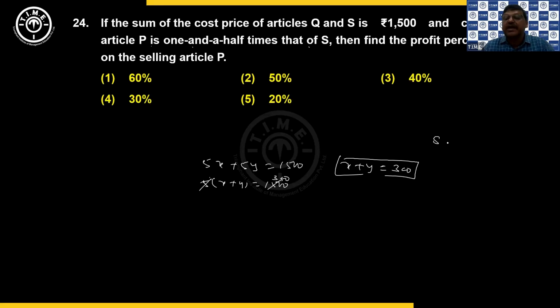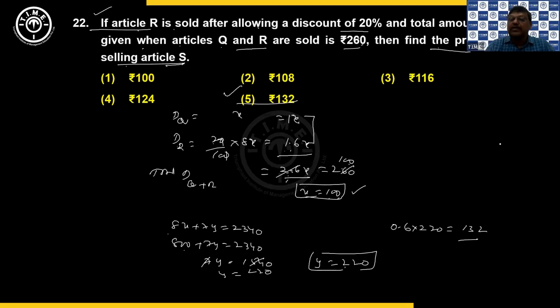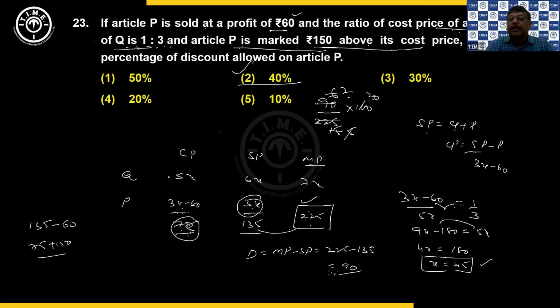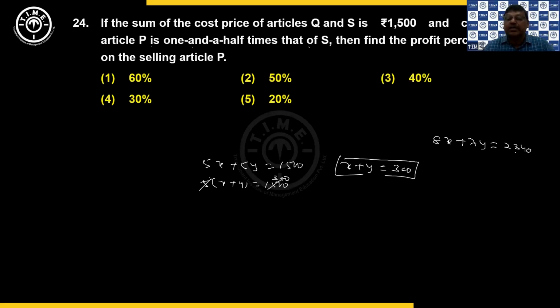But students, you already said 8x plus 7y is how much? 8x plus 7y is 2340, you said. Am I right? Let's confirm once again. 8x plus 7y is 2340. This is the given data. And x plus y is 300. If you multiply with 7, 7x plus 7y is 2100. Students, if I subtract, you can see x is equal to 240. If x is 240, x plus y is 300 means y is 60.